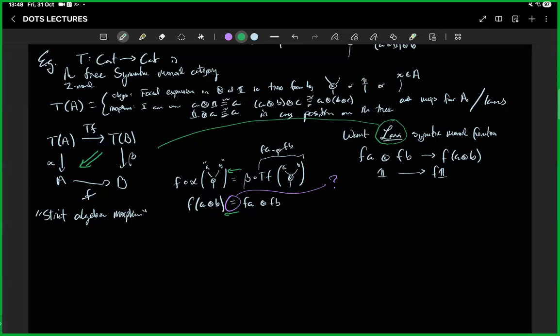And then that acts on the interpretation of any of these formal products in T of A, which is a free symmetric monoidal category. I can also talk about what a 2-cell is here. A 2-cell is going to be a natural transformation, so if this is F and this is G and this is phi, a natural transformation like this, such that the so-called obvious diagrams commute.